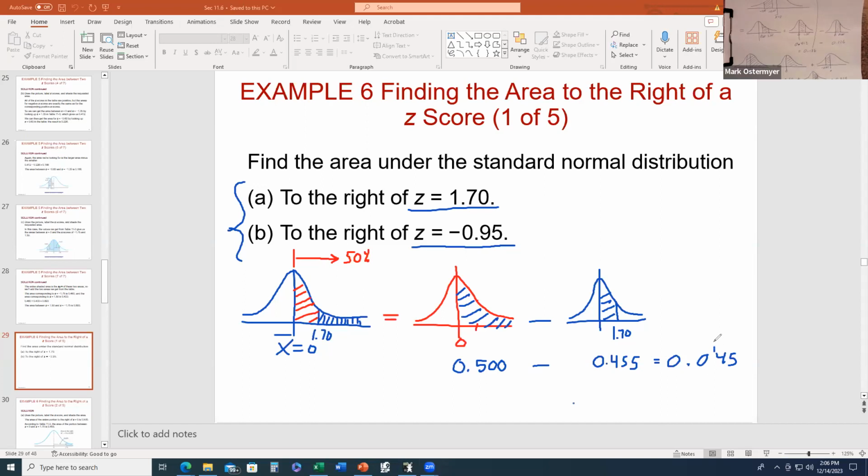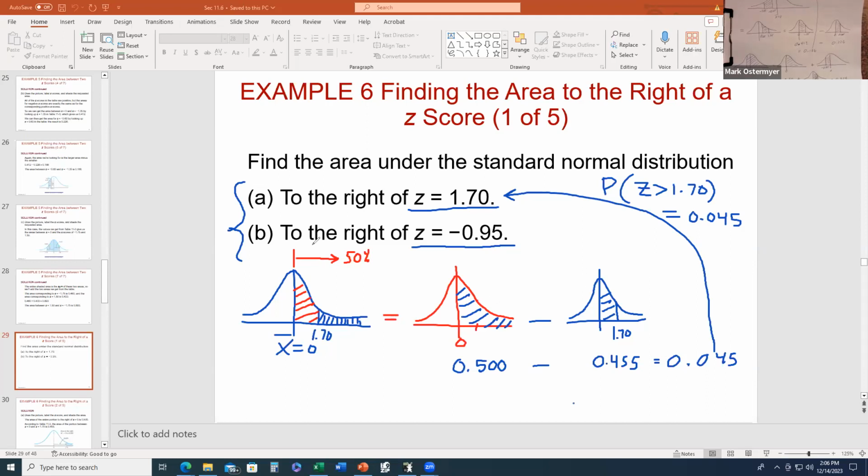So therefore, that is going to be this area here. Or that's going to be the probability that z is greater than 1.70. That's saying the same thing as the area to the right of 1.70. So the probability that z is greater than 1.70 would be 0.045. Because remember, areas are the same things as probabilities. Area and probability are the same thing underneath these normal distribution curves.